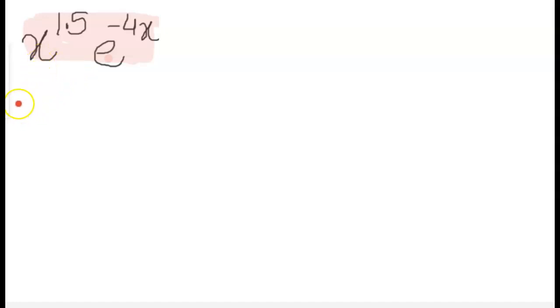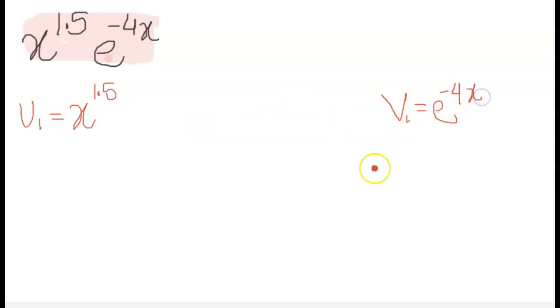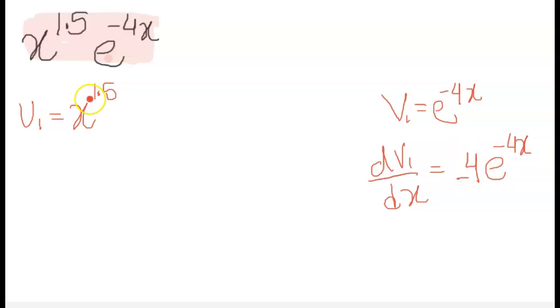So that will become u1, x to the power 1.5, which is 3 over 2. And v1, e to the power minus 4x. If I want to do dv1 over dx, that's going to be e to the minus 4x, and the minus 4 comes in the front as well. That's done. Now x to the power 1.5: du1 over dx. 1.5, which is 3 over 2, comes out. Reduce the power by 1. So when I reduce the power by 1, 1.5 minus 1 is 0.5. That's that one.